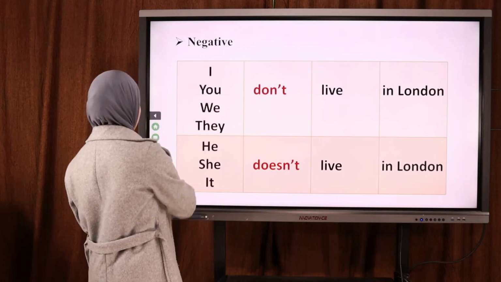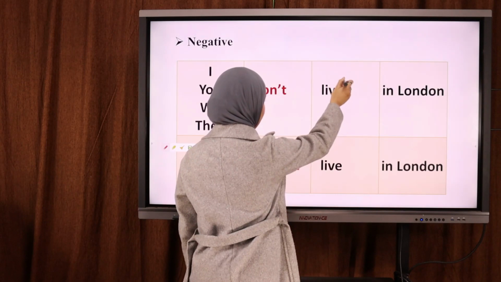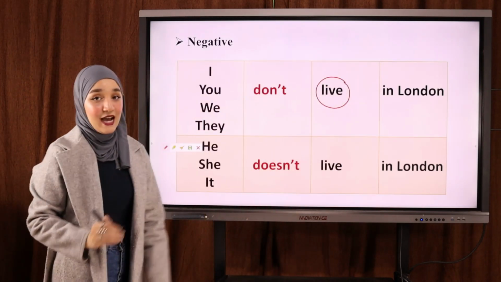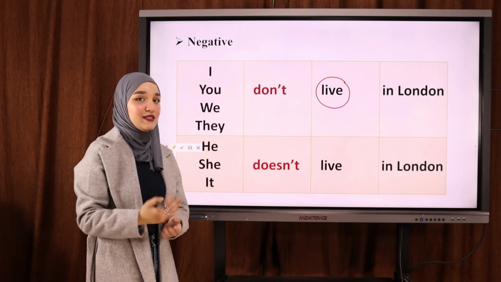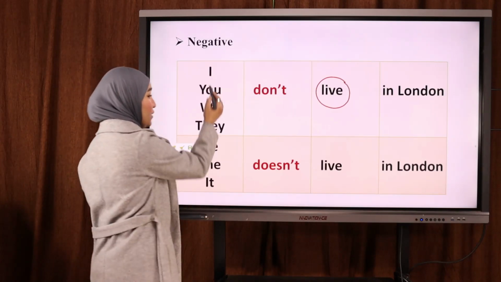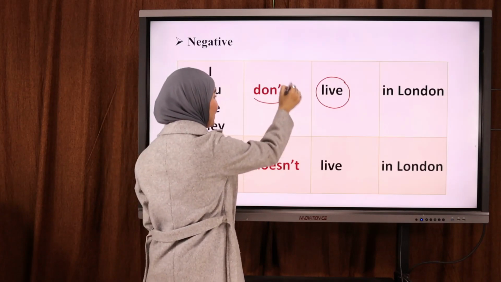So I have a verb already, right? I live. I live in London. I want to say the opposite. I want to say I don't live in London. Okay? So, with I, you, we, and they, we have to use the auxiliary don't.